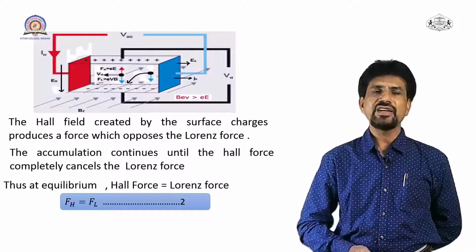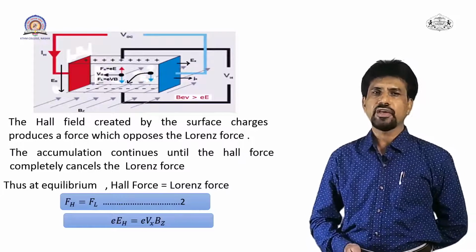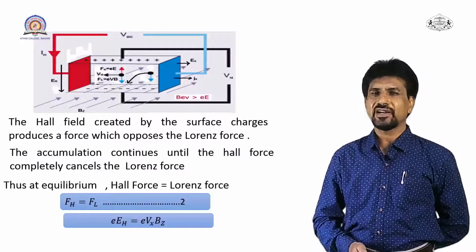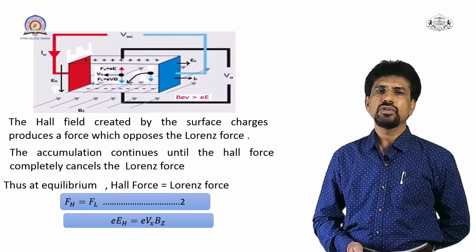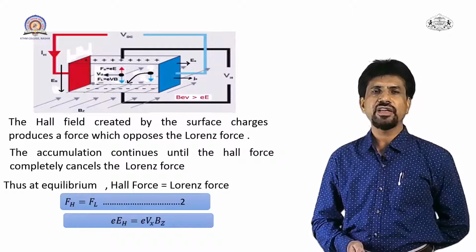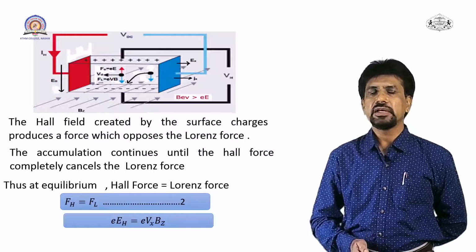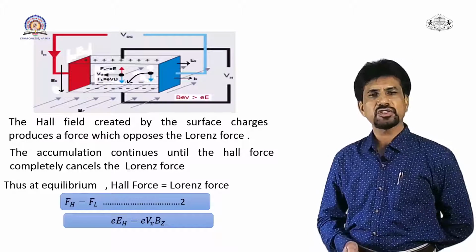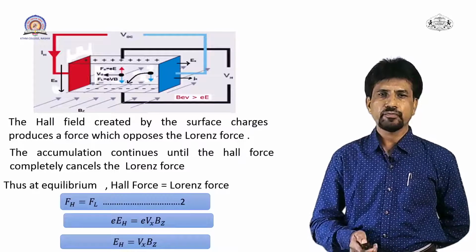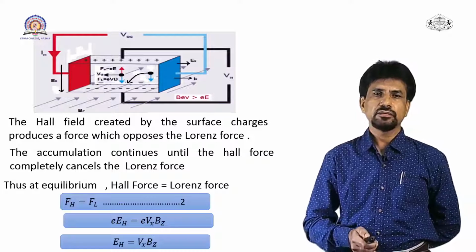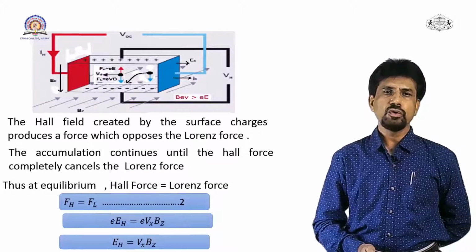So we can write F_H is equal to F_L, and by substituting the values, the force due to the electric field on the electron is given as e times E_H, where e is the charge on the electron and E_H is the electric field intensity. It is equal to the Lorentz force, which is e Vx Bz. Now, by cancelling the charge on both sides, we get E_H is equal to Vx into Bz.